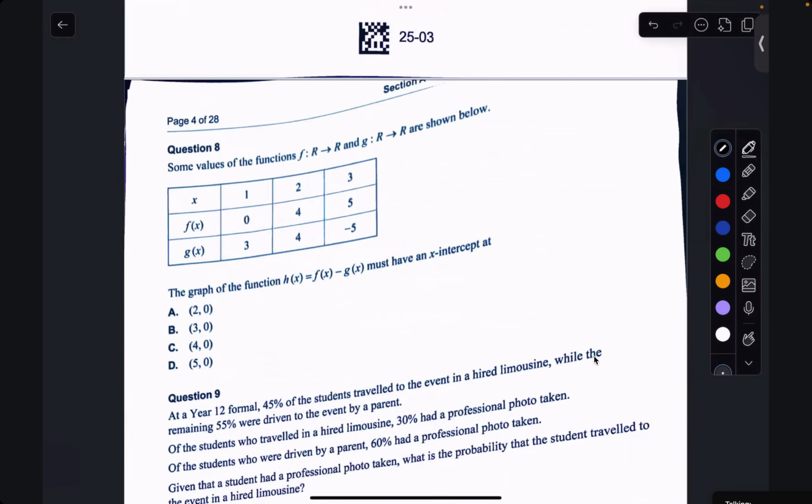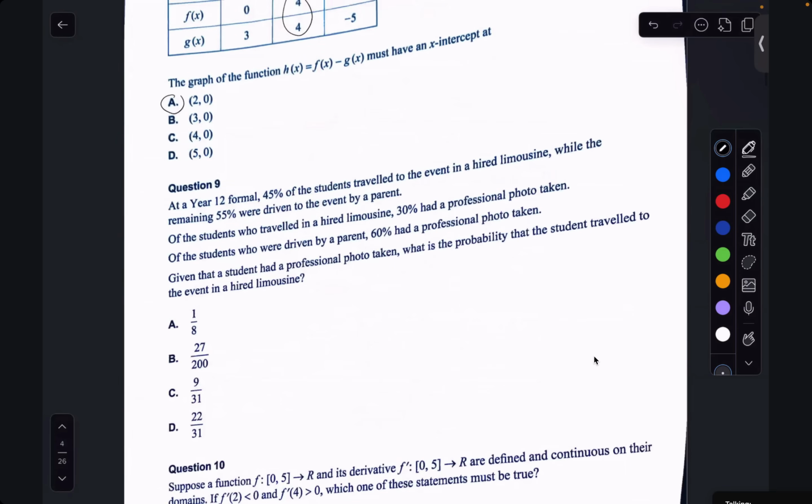So we've got some values for two functions, and the graph of h of x is equal to the difference must have an x-intercept, so the difference would be 4 minus 4 is 0, and that would happen at x is equal to 2.